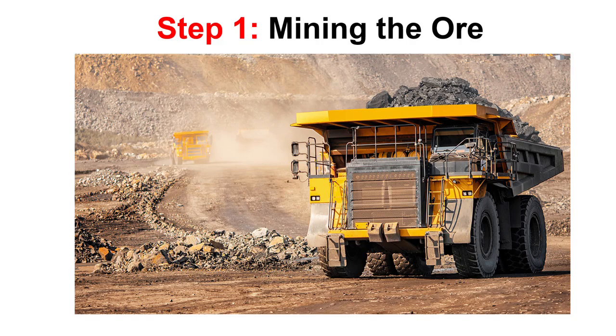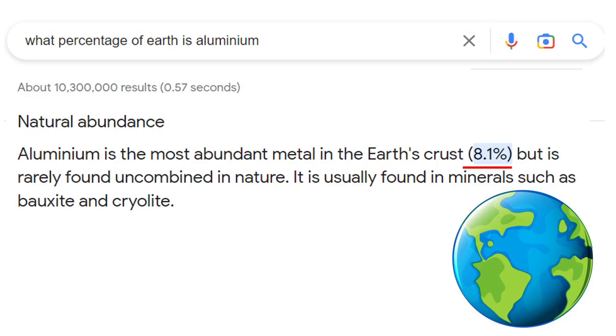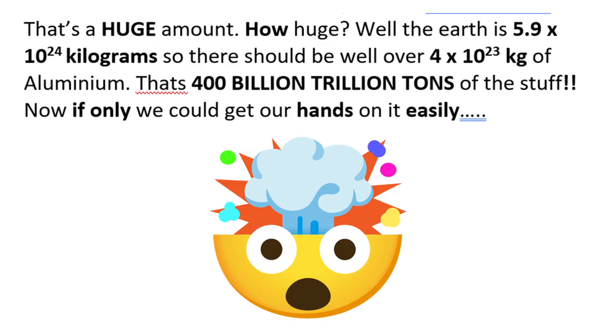We've already talked about the environmental consequences of that, like a quarry. What percentage of the earth is aluminium? 8% of the earth's crust is aluminium. That's pretty nuts to me, 8%. You wouldn't think it, okay, but 8% of the earth being aluminium, that's a lot. Okay, that's a huge amount. How much? 400 billion trillion tons of the stuff.